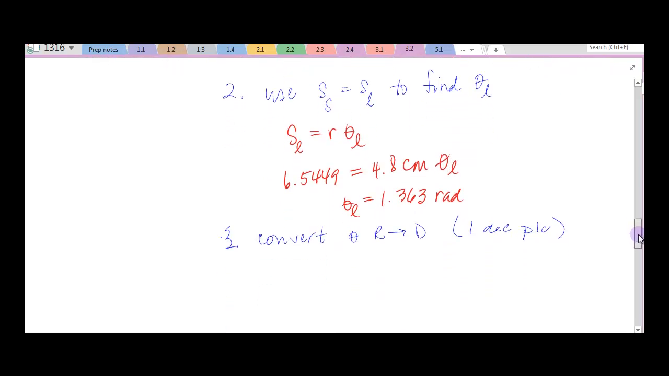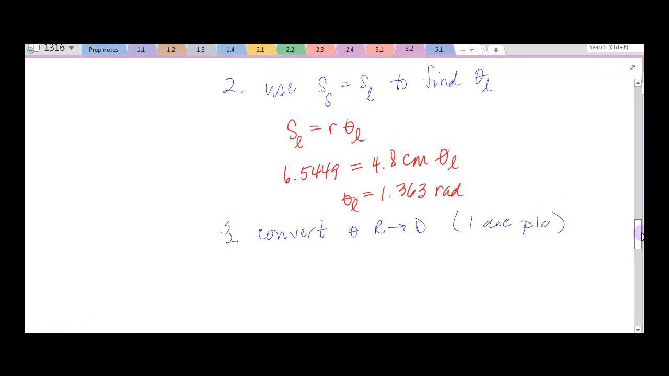So finally, what we need to do is convert my radian measure back into degrees. So I would just say 1.363 radians times 180 over pi into my calculator, and I find out that that's 78.1 degrees, and that is the degree of rotation that the larger gear makes when the smaller gear rotates 150.